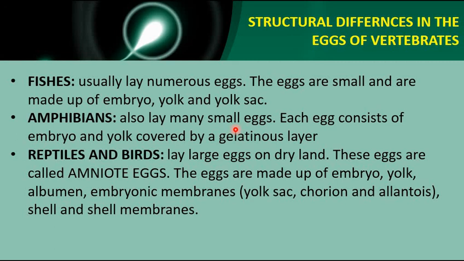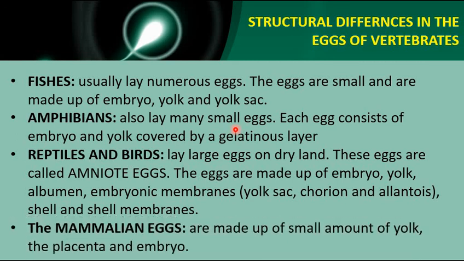What of that of mammals? They are made up of a small amount of yolk, but there is the presence of placenta and embryo. These are the differences in the structure of the eggs of vertebrates.